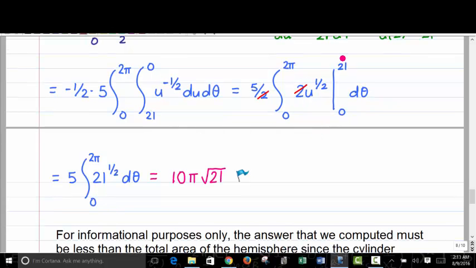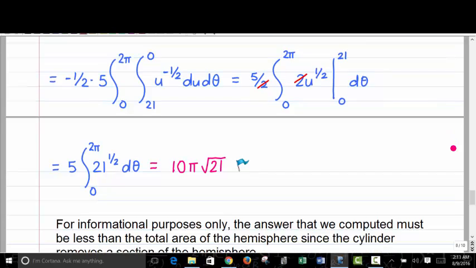Let's see what we have here. Put in 21, put in 0. So 0 won't be anything, so you have 21 to the 1/2, which is obviously the square root of 21. I have the 5 there, now I just have d theta, so I just throw a 2 pi in there with it. So the 2 pi times 5 is 10 pi. So our surface area is going to be 10 pi square root of 21, whatever square units.